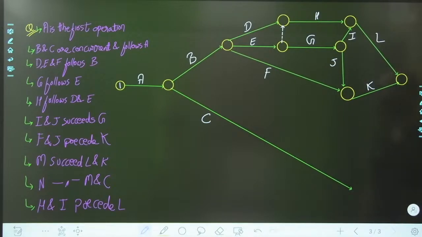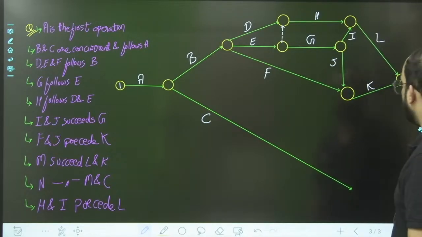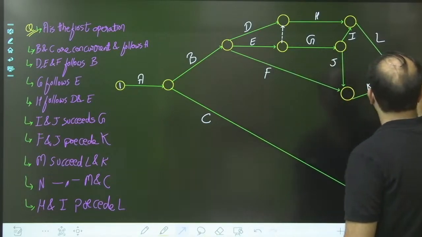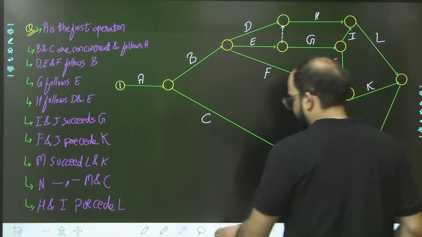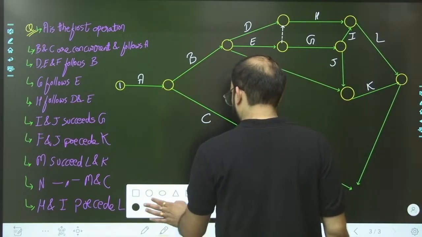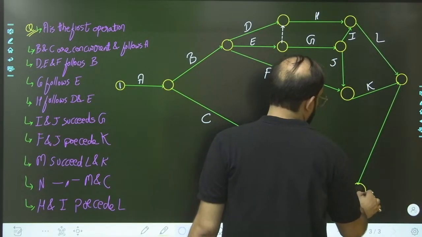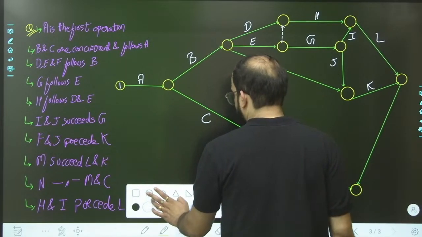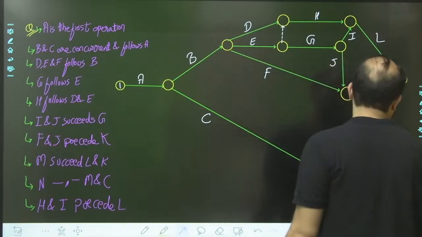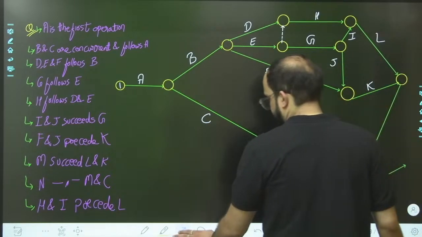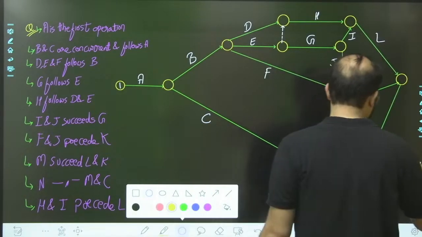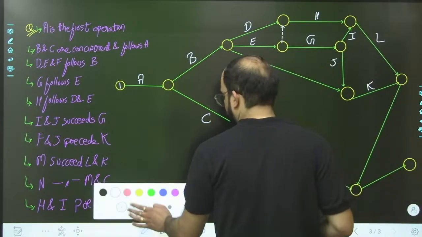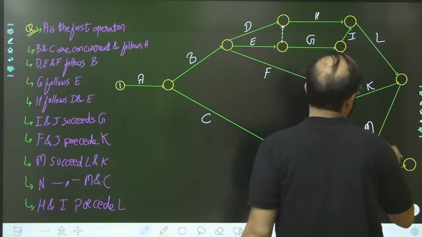Now M is coming out from here and will join C. And from here the last activity is going to initiate, and that is the N activity. Now your network is completed. So this will be M and this will be N.